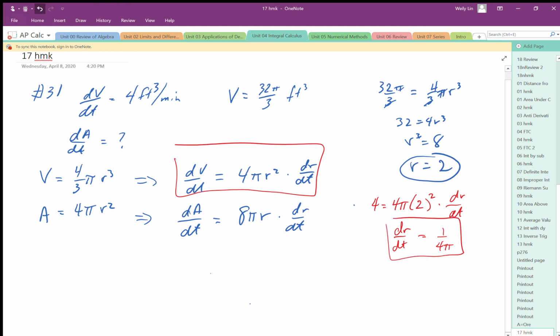Well, knowing dr by dt and the radius, I'm going to be able to solve for dA by dt. So that's what I'm going to do down here. I'm going to take that dA by dt, 8 pi, and I know the radius is 2. I calculated that up there. dr by dt, I'll do this in a different color so we can see where it came from. dr by dt is 1 over 4 pi. Okay, canceling out the pi's, we have 16 divided by 4. That works out to be 4. Okay, so it's 4 square feet per minute is my rate of change.